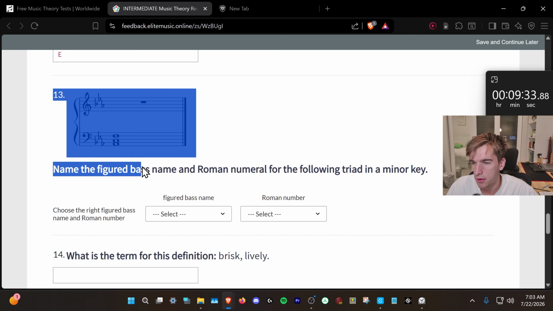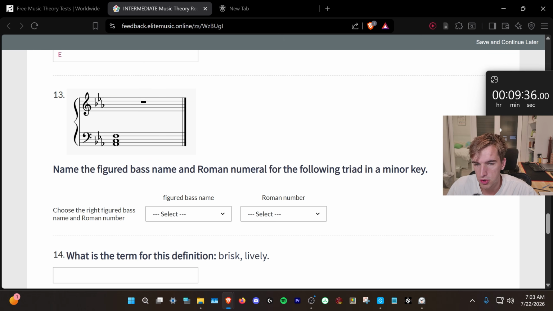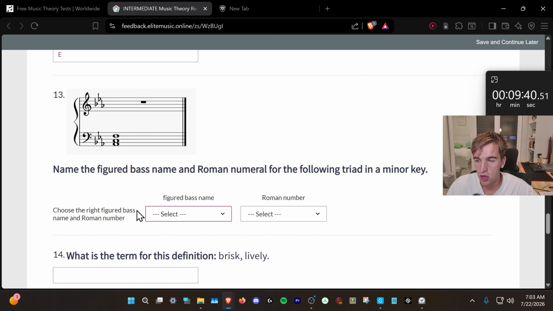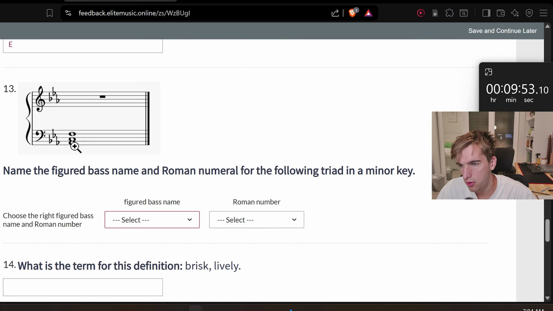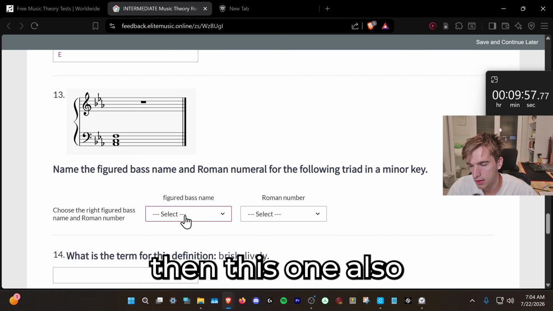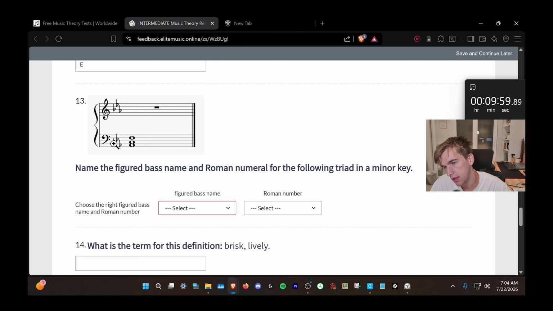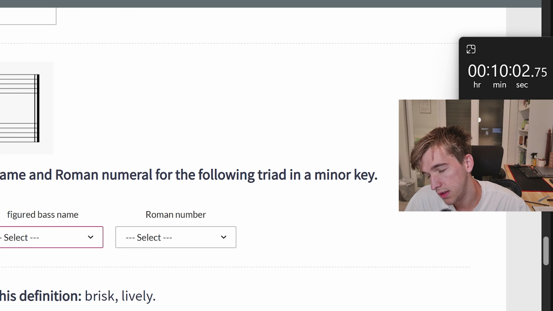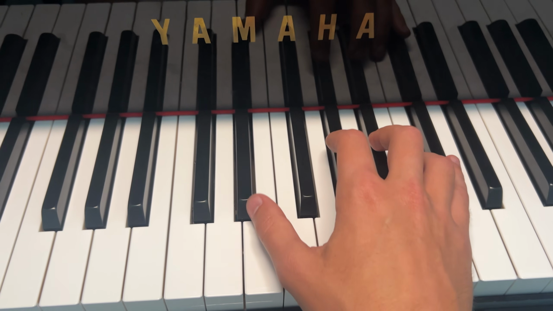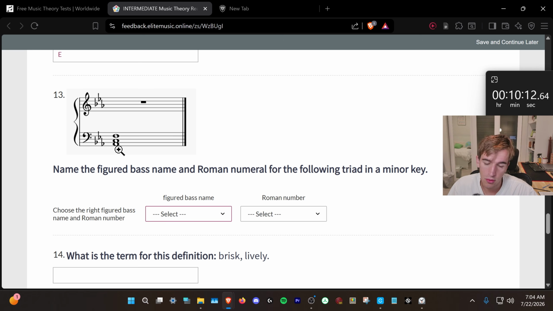All right, name the figured bass name and Roman numeral for the following triad in a minor key. Oh, again with this figured bass name? I've never heard of this before, bro. Oh, it's the same. Oh no, it's not. But it's the same interval though, so it's probably the same. Like that one's 6-3, then this one also has to be 6. Oh no, because it's in a different key. So let's see. 3 flats is E flat major, so it's Abe. That's how I remember. A-B-E are the 3 flats. So we start with A flat.